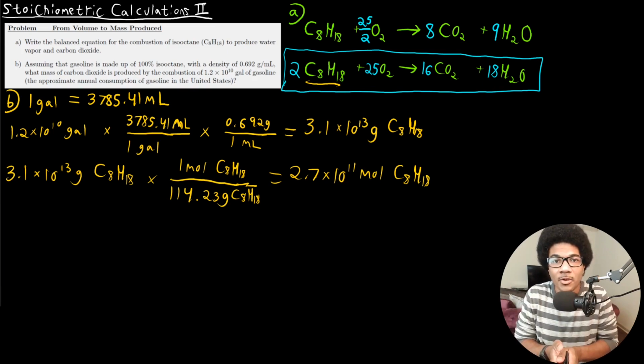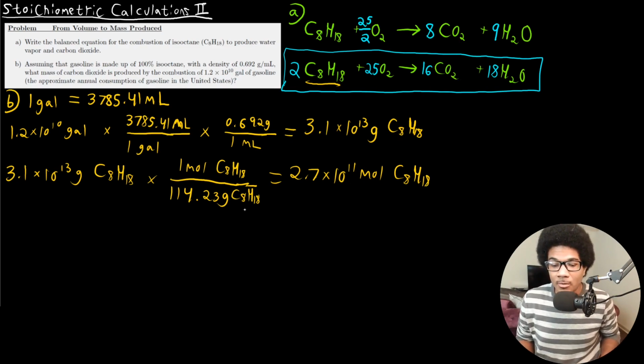So now we have everything we need to start using our balanced chemical equation, right? Now the isooctane is on equal dimensional footing with molecules of CO2, right? So now we can use our chemical equation in order to ask how much CO2 would be produced from this amount of isooctane. So starting from this amount, we'll have 2.7 times 10 to the 11 moles of isooctane.